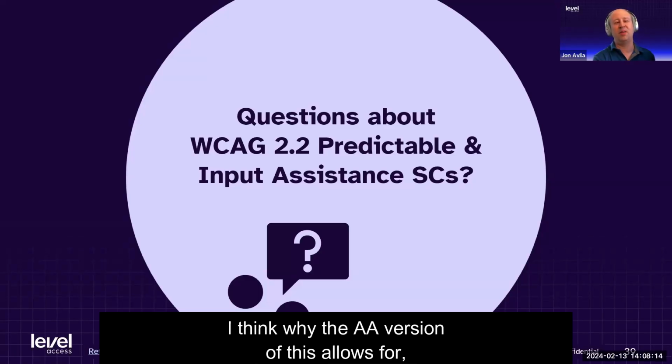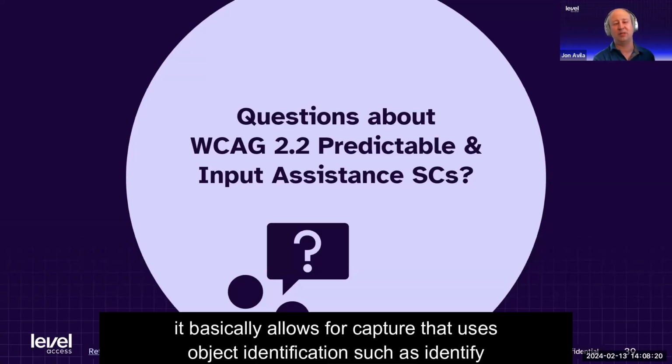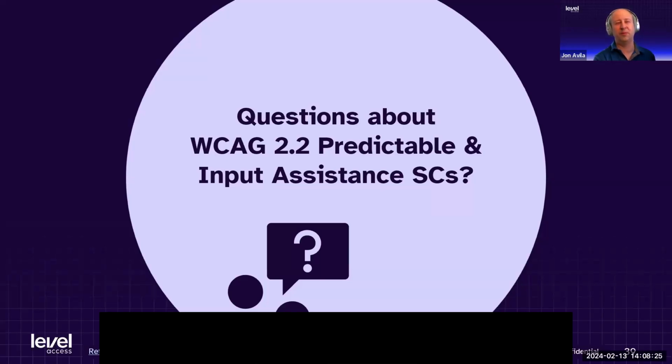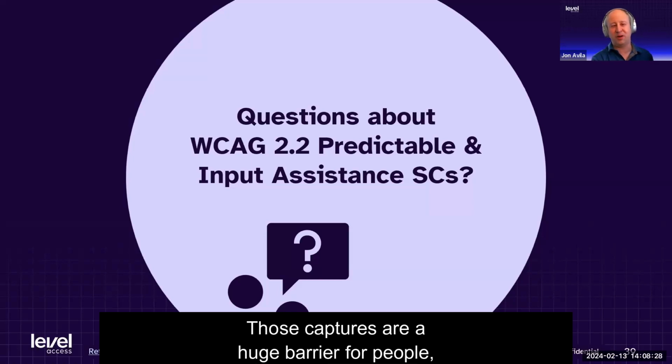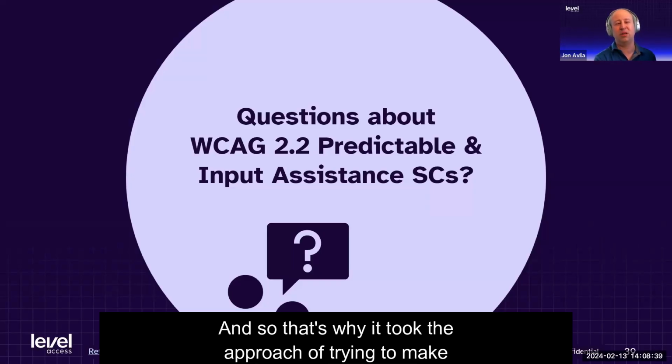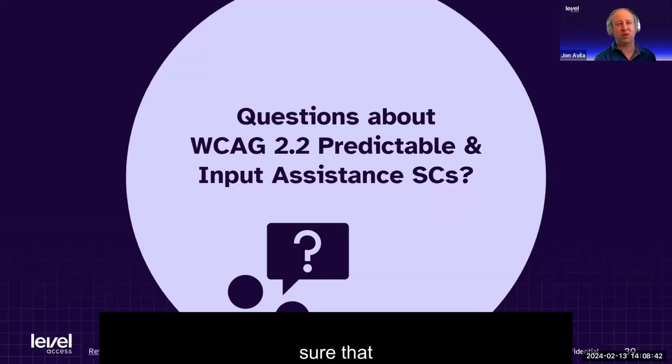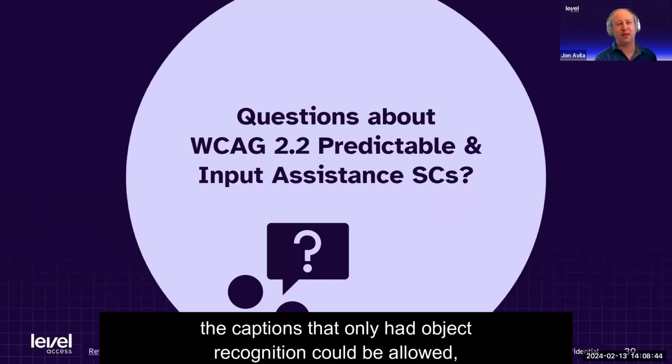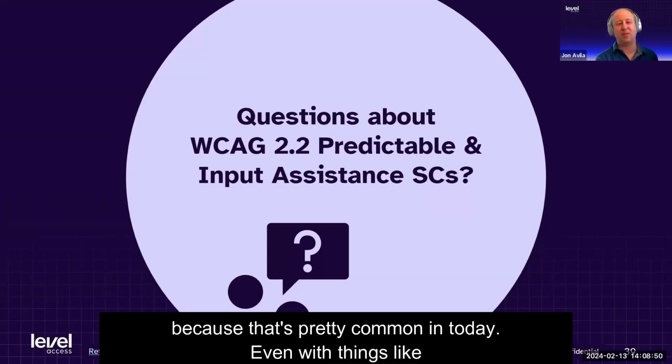I think why the AA version of this allows for CAPTCHA that uses object identification, such as identify all the bikes or identify all the stoplights. Those CAPTCHAs are a huge barrier for people, but the criterion could not have passed if it banned CAPTCHAs outright. And so that's why it took the approach of trying to make sure that the CAPTCHAs that only had object recognition could be allowed, because that's pretty common today.